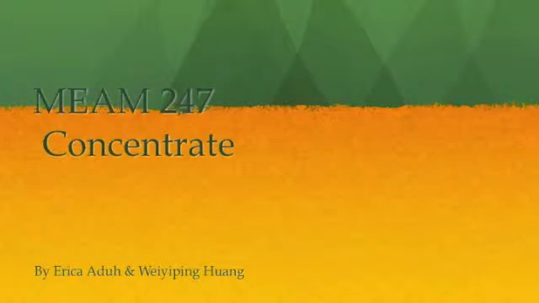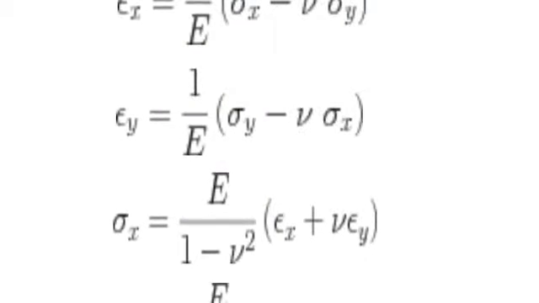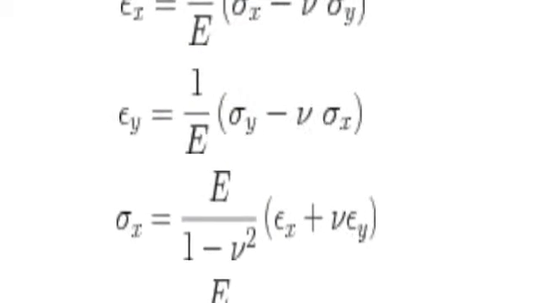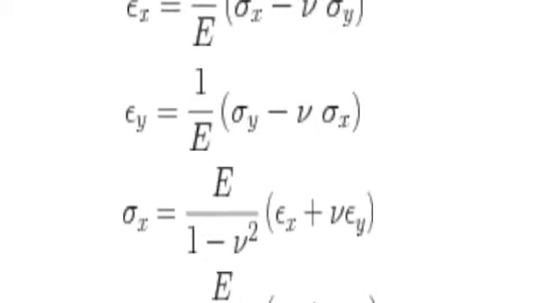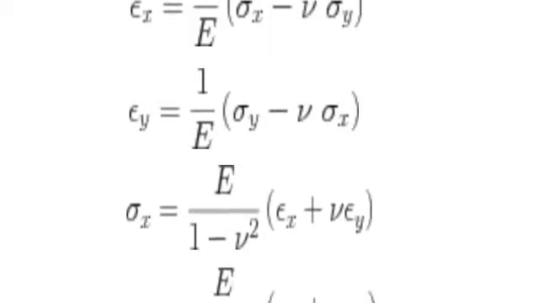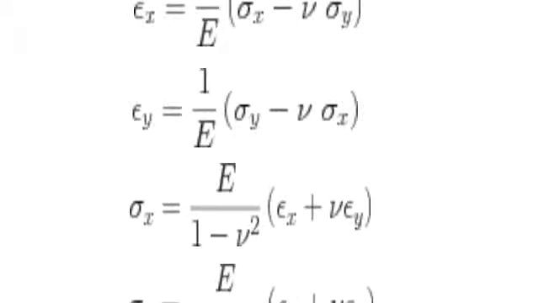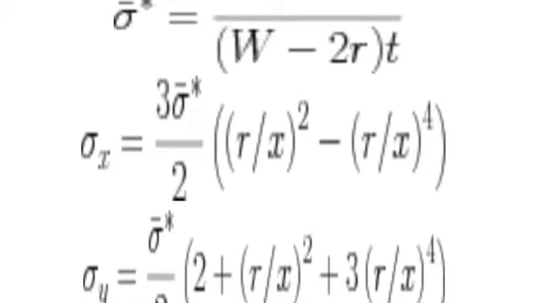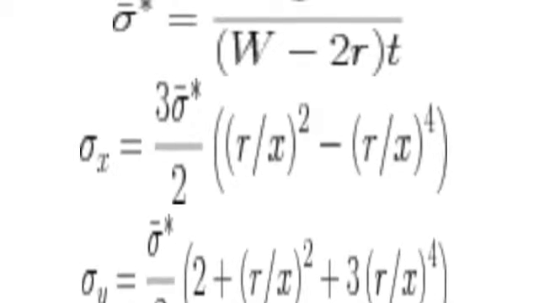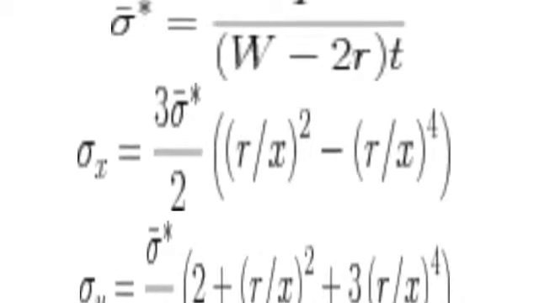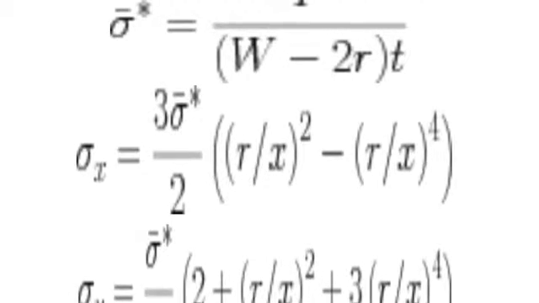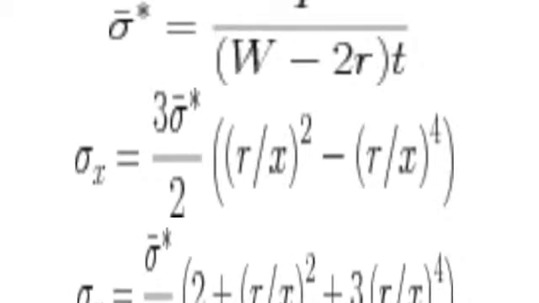radius of 0.5. The following equations relate normal vertical and horizontal stress to strain with the use of Poisson's ratio and Young's modulus as constants of proportionality. The first equation on this slide relates the net section stress with the magnitude of the load. The next two equations are the most applicable in this lab because they relate the horizontal and vertical stress with the distance from the center of the hole.